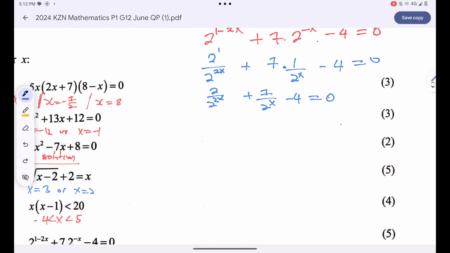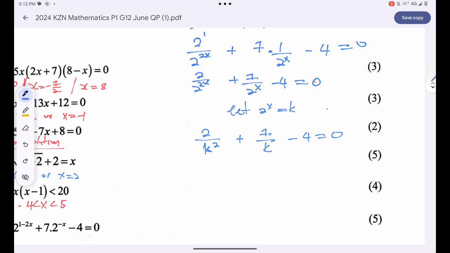The minute, guys, you have separated your exponents, either you can take out a common factor or just use the K method. Let me tell you, if ever you have a constant term, please, guys, just use the K method. Are you together? Just say let 2 to the power x be equal to k. So over there I have 2 to the power 2x, that means I have k squared plus 7 over k minus 4 is equal to 0.